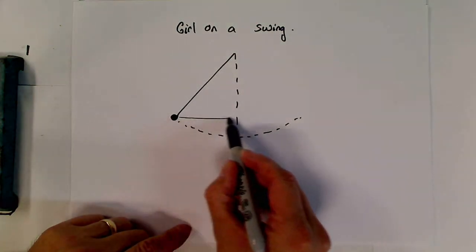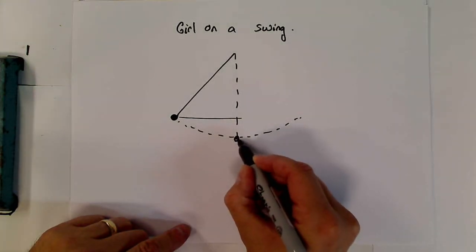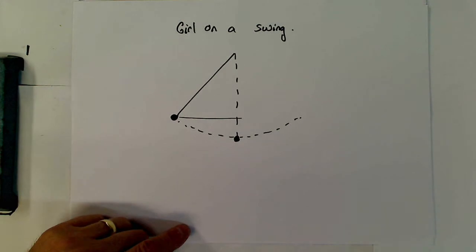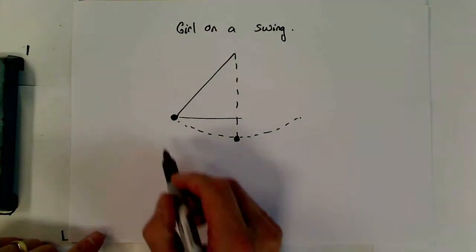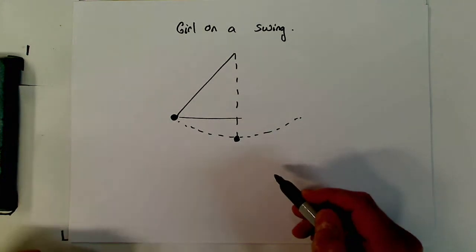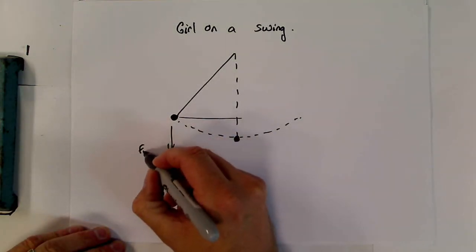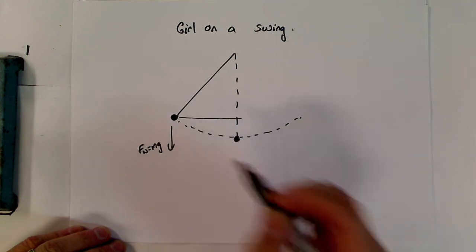Now we all know that the loss of height is going to be converted into more kinetic energy at this point here. So let's just have a look at the forces at this extreme point where her velocity is 0. If you look at that point there, we've got her normal weight force equals mg.